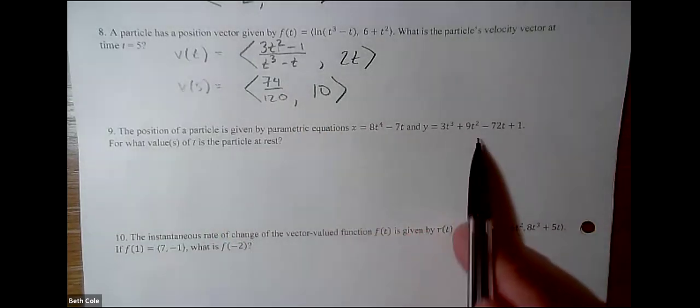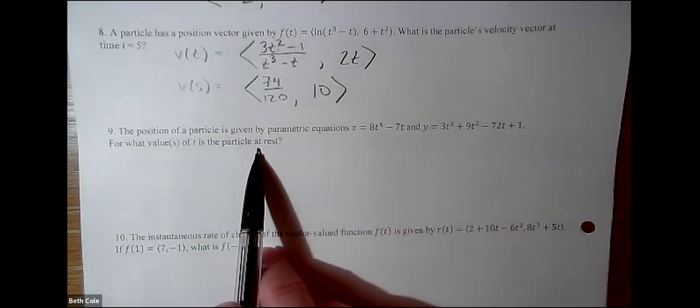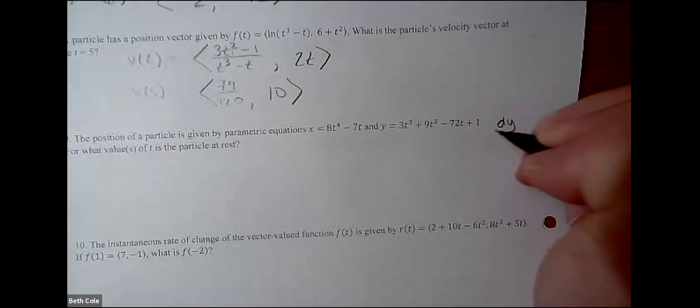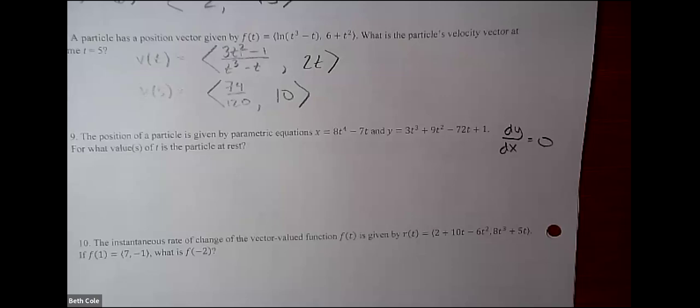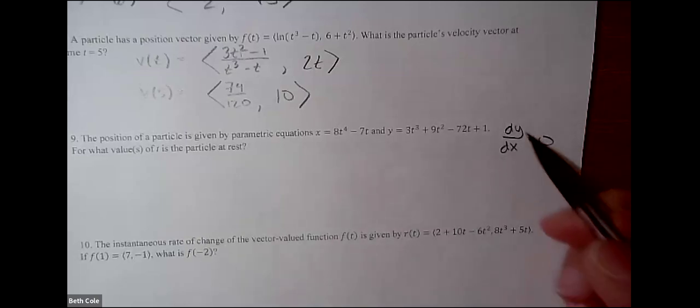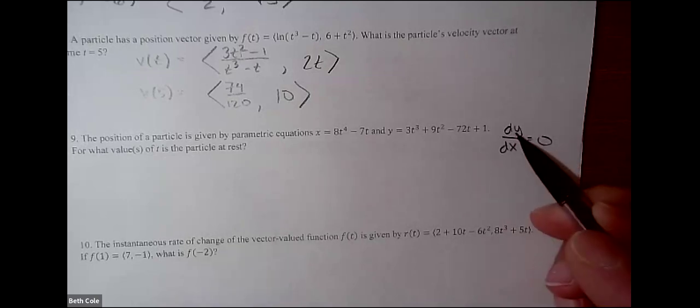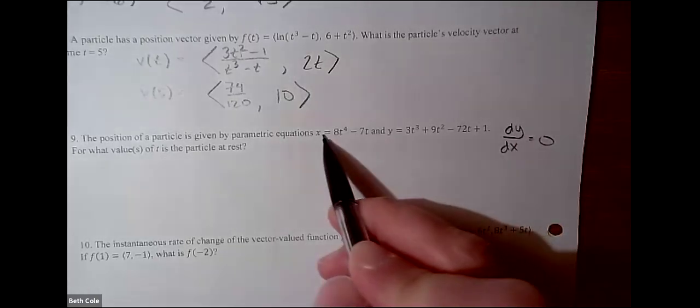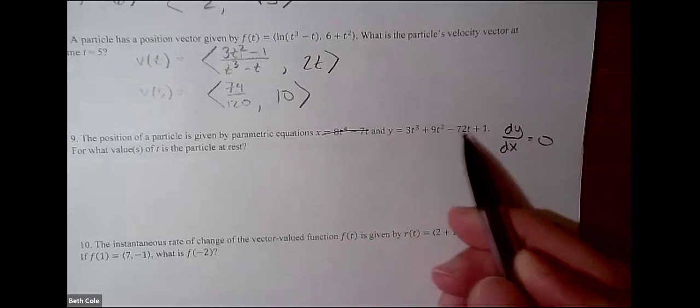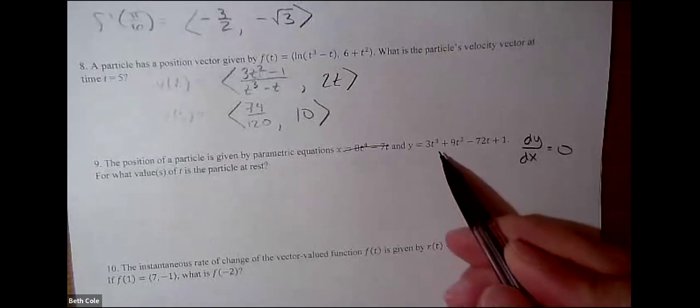All right, position is given by these parametric equations. At rest, that means your derivative would equal 0. So we want dy/dx to equal 0. So we would have derivative of y over derivative of x equals 0, but really we just need the numerator to equal 0. So I don't even need this at all. We're going to find this derivative and set it equal to 0. So really it's going to be more algebra than anything else.